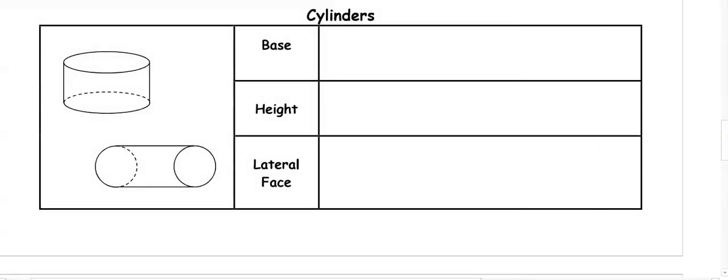Our next figure then is a cylinder. So a cylinder is like a prism, except for that the bases are always going to be the same. So the bases are going to be two congruent and parallel circles. So here would be a base, and here would be a base.